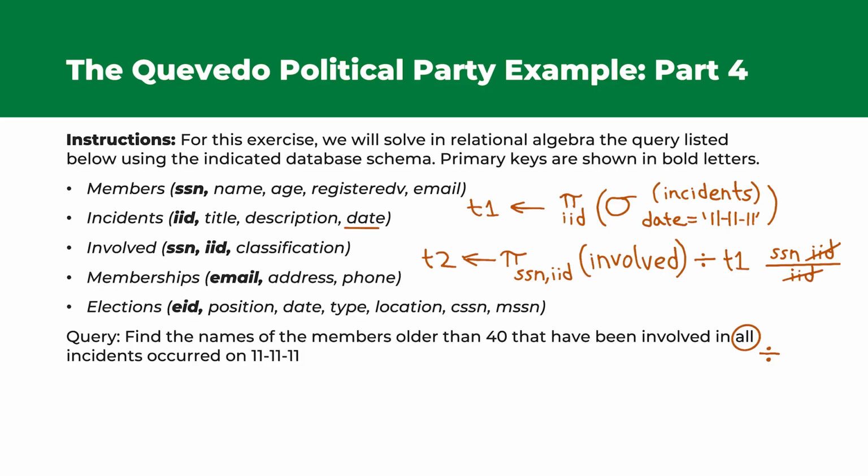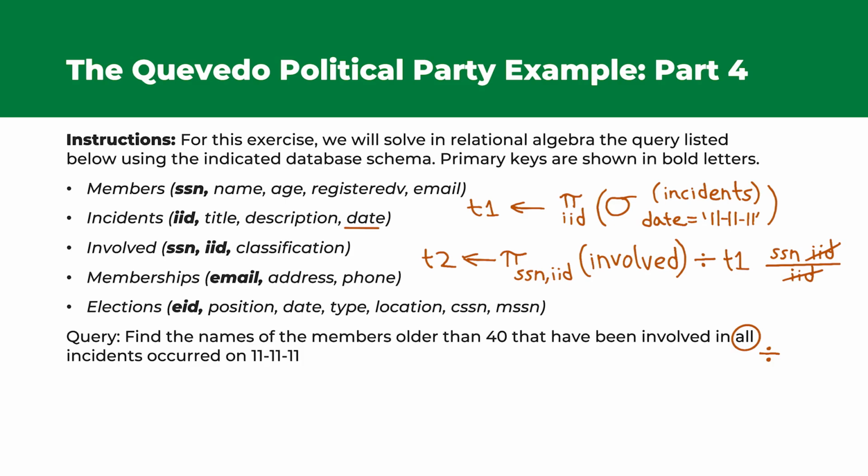So let's follow the sequence. T1, one more time, is the incidents that happened on November 11, 2011, and I just got the identification numbers of those. Now I open the table involved, and I'm only getting the social security number and identification of the incidents, but when I do the division, it's going to give me a list of social security numbers of members that participated in all incidents. That's the idea of the division. So that's in T2. T2 is still not the answer because the answer asks for the names. T2 is a list of social security numbers. The names are in table members.